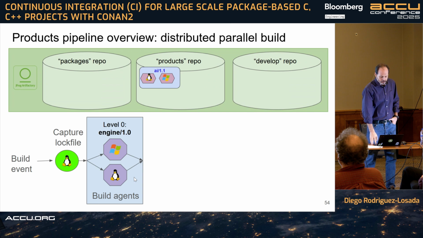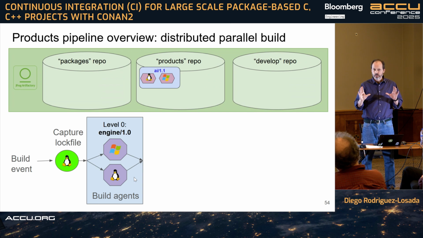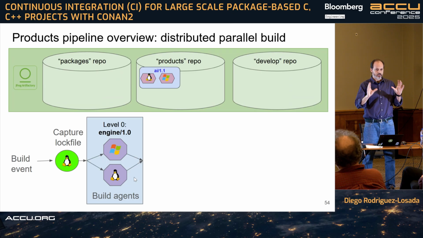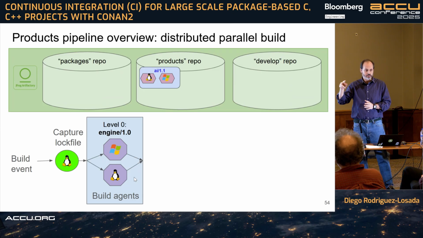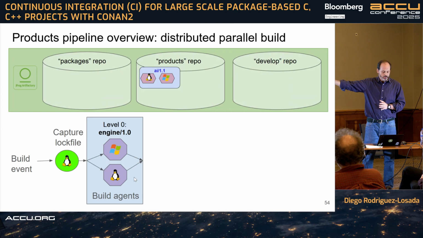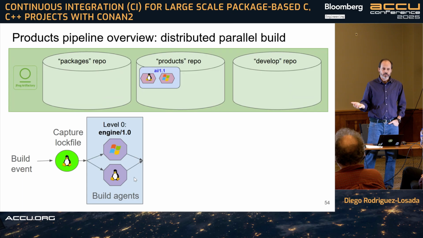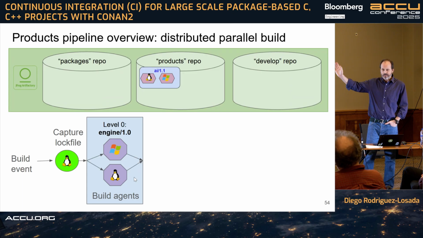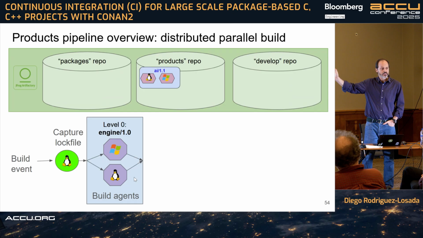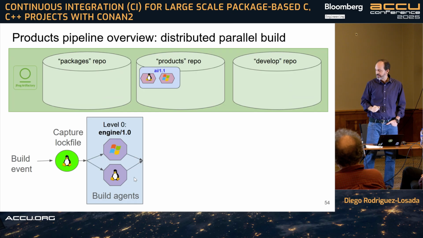The first thing we will do is, of course, capture the lock file. We want to take this snapshot to guarantee that the set of dependencies is consistent for all configurations, right? Then we know, because we are humans and we are smart, we saw the dependency graph, we know that we need to build the engine first. And we want to build the engine for both Windows and Linux, right? So this will be what's called level 0 of my CI.